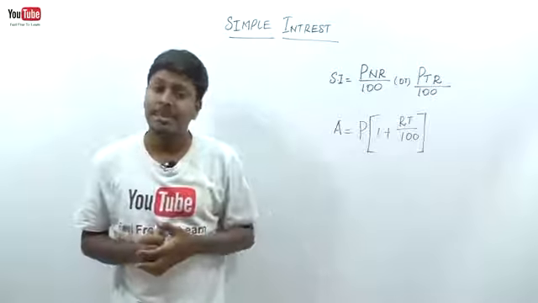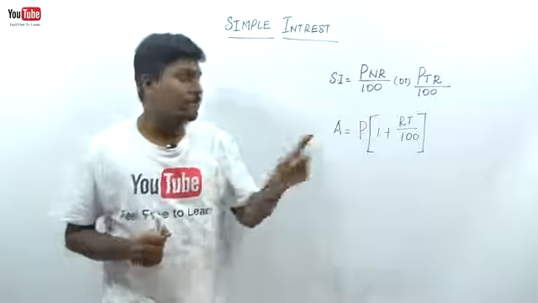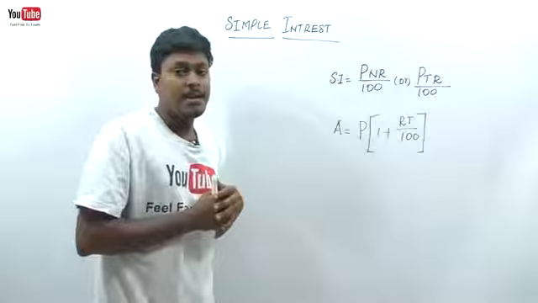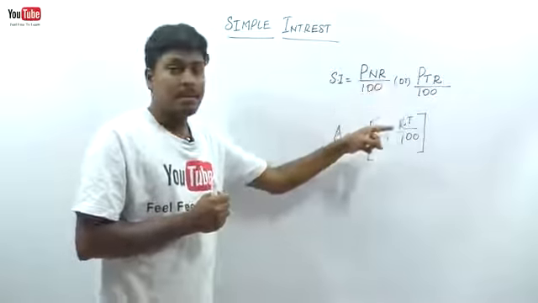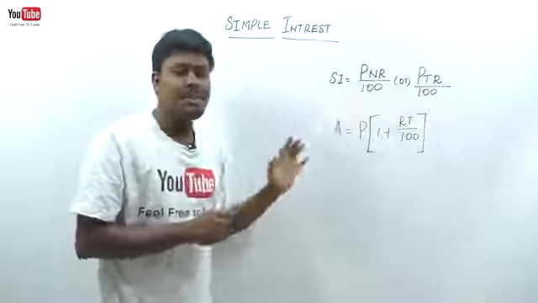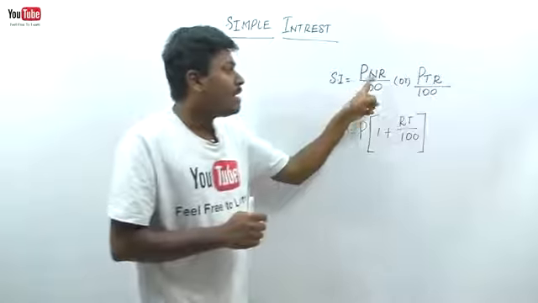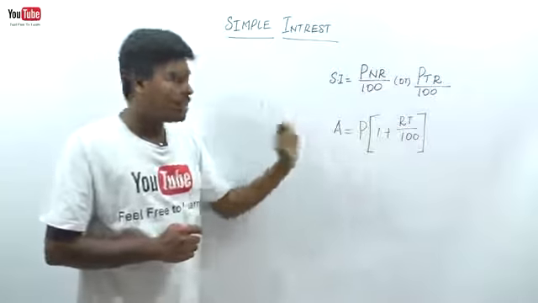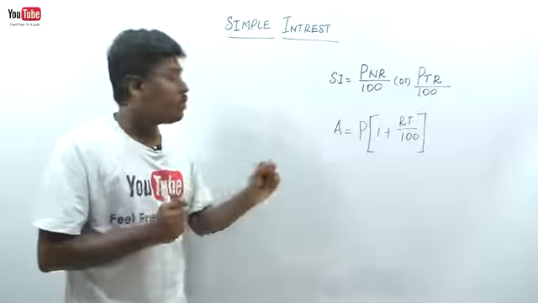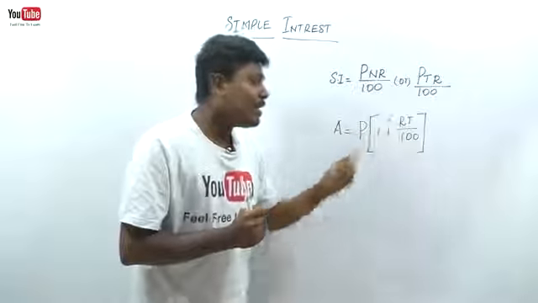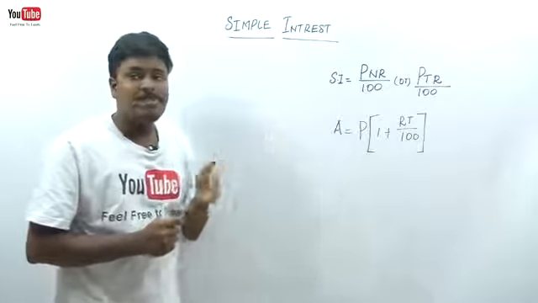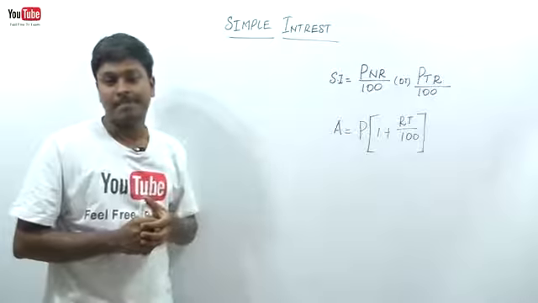Friends, if we take simple interest, there are two things. One is the formula which we need to calculate SI, which is PNR by 100 or PTR by 100. In some books you can see PNR by 100, and in other books you can see PTR by 100. Both are the same, where N and T are the same. And A is the overall amount. So the overall amount is P into 1 plus TR by 100. These are the two important formulas we should use in the topic simple interest.